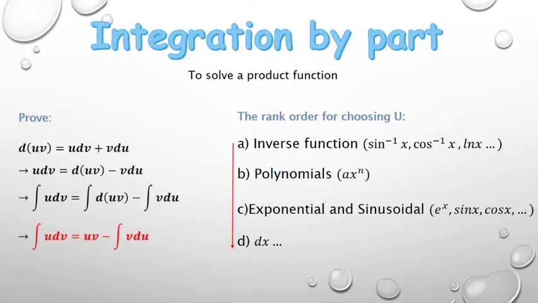While using integration by parts to solve a certain problem, we have to be aware of the rank order for choosing u. The first one in the order is inverse function, the second one is polynomials, the third one is exponential and sinusoidal, and the last one is dx. How do we use this order? For example, if we see a problem that has an inverse function in it and polynomials, we know that we have to let the inverse function equal u and the polynomial dx equal dv. If we see a polynomial only and a dx, then we have to let the polynomial equal u and the dx equal dv, etc.